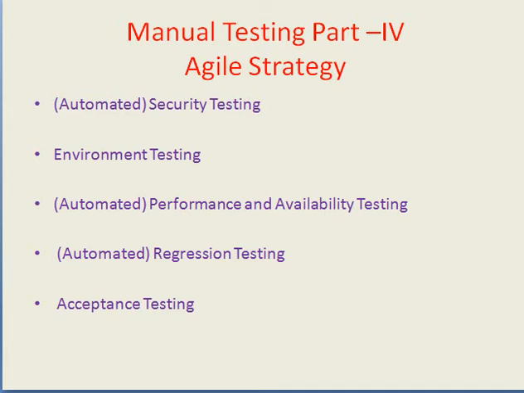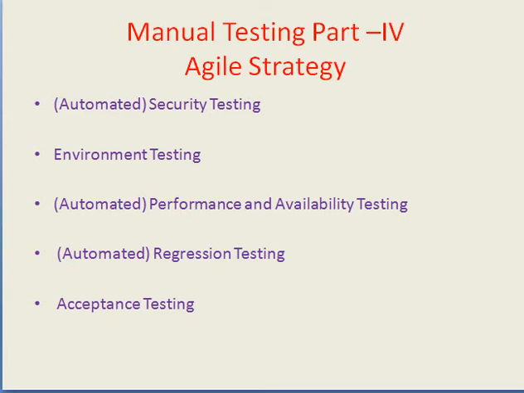Then there can be environment testing. Environment testing means that the system is tested on each and every supported platform, whether it is a different OS. It has to work on Windows 7, Windows 8, and within Windows 7 and Windows 8 it has to work on Internet Explorer, and it has to work on Mozilla Firefox. So the system is tested in each and every environment. Then there is performance and availability testing. This means that the system is loaded with a particular load of virtual users doing different business transactions, and the response time and the throughput of the system are noted.